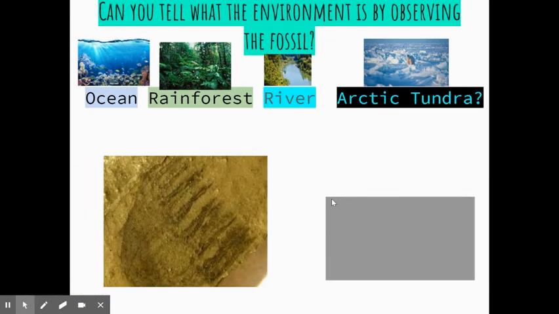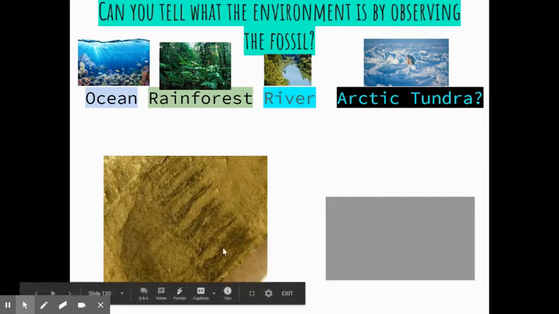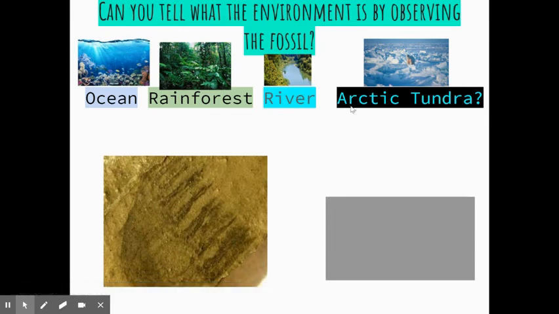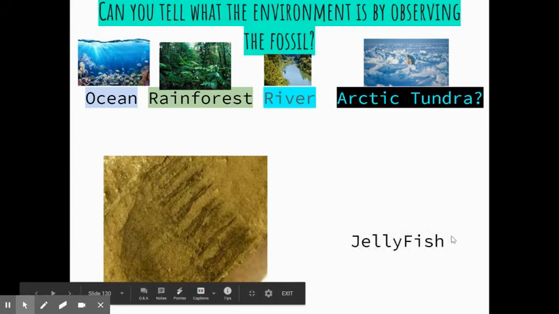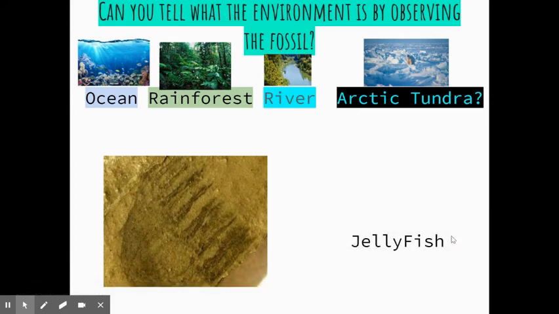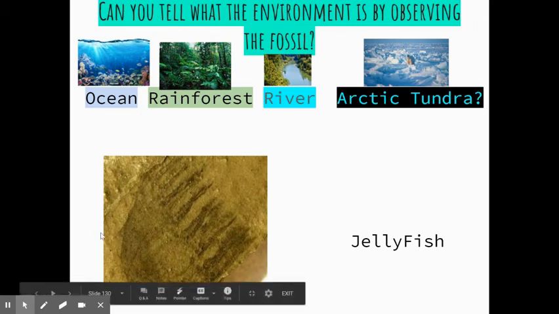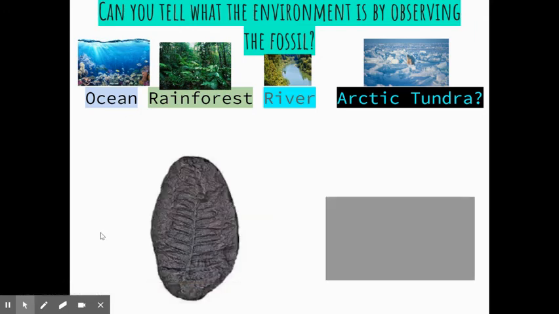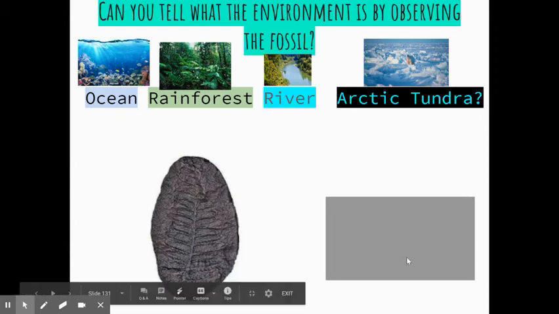Okay, this one's tricky. Can you tell me what is this fossil from? The ocean, rainforest, river, or Arctic tundra? It's a jellyfish. And jellyfish are from the ocean, right? Exactly. Okay, what about this one? Where would this be from? The ocean, rainforest, river, or Arctic tundra?